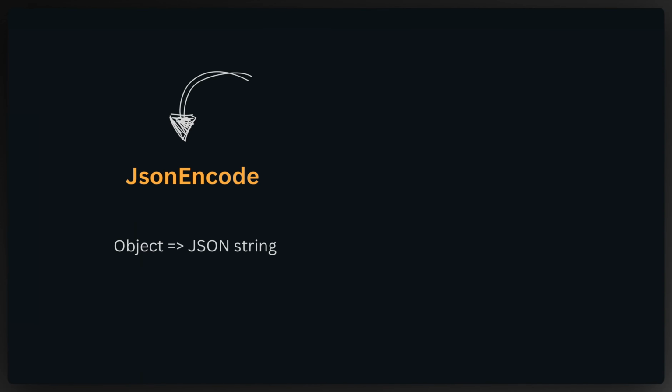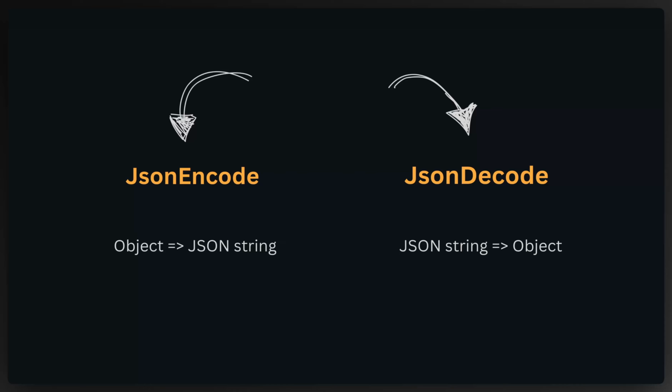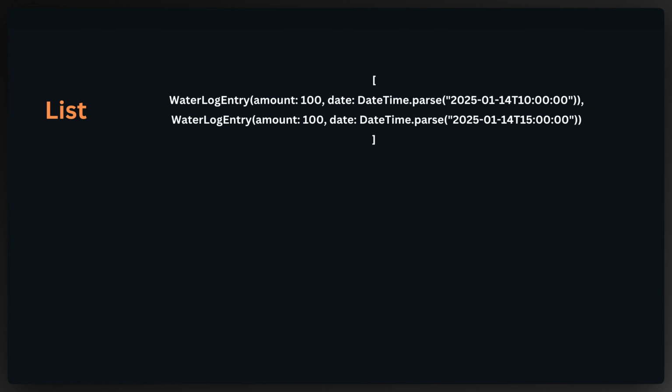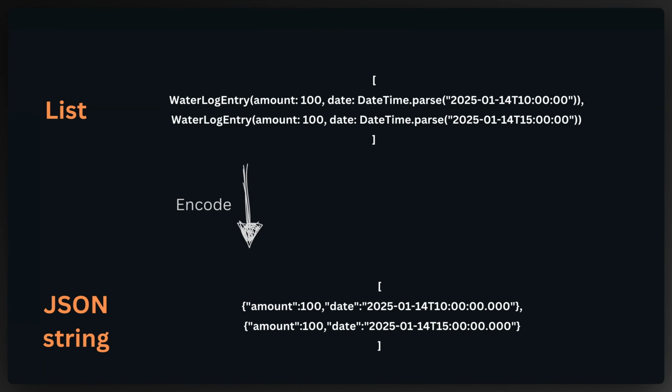Now, when we want to load, we can load that string, and then using JSON decode, we can decode that string back into an object, which is the list. So let's say we have this list, which we talked about before, and it has 2 items. After we encode this list, it will look like a single string that has a list inside, and inside the list there's 2 objects, each of which is a JSON object, which is a key value pair, like it has the amount and the date, and we will store this inside the shared preferences. And then when we decode it back, it will look like the list again.